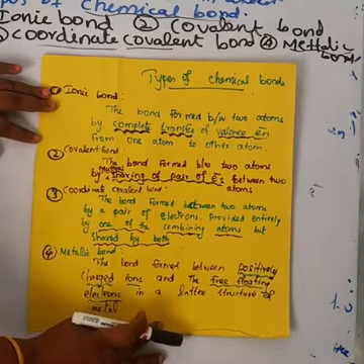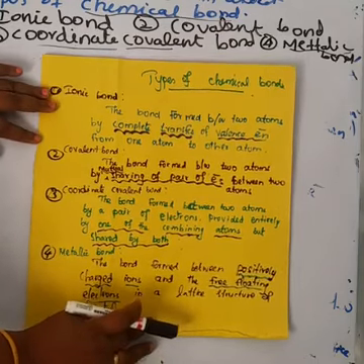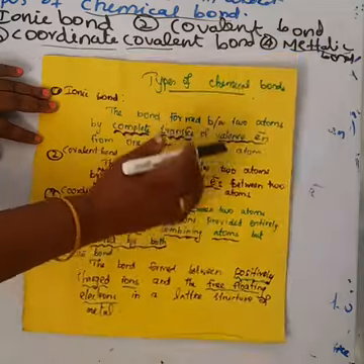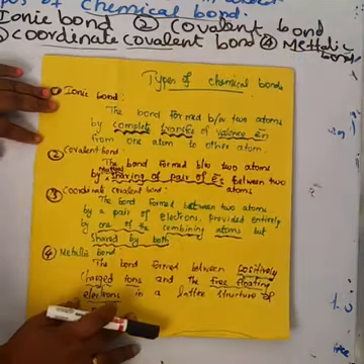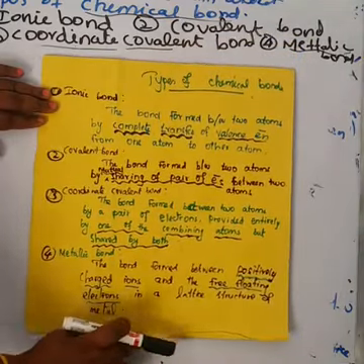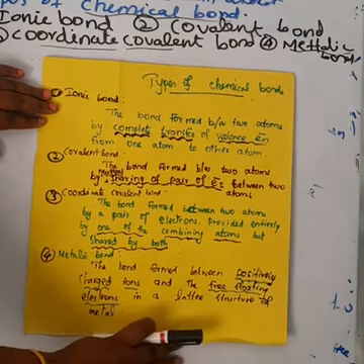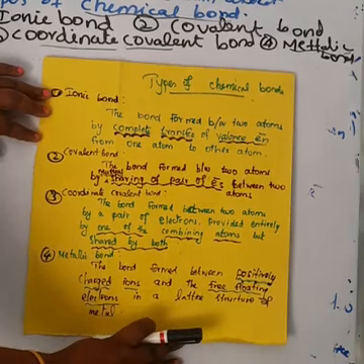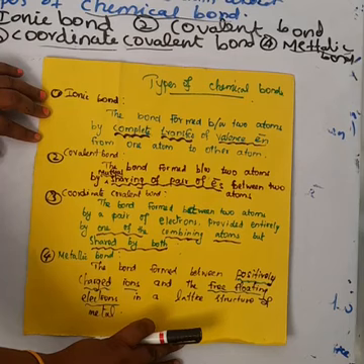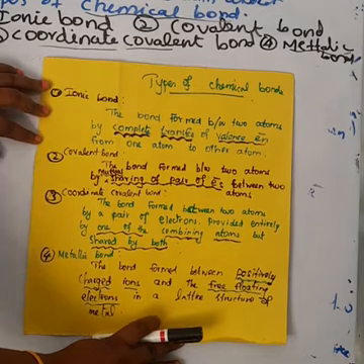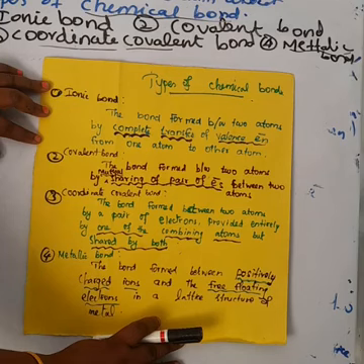What do you mean by ionic bond? The ionic bond means the bond formed between two atoms by complete transfer of valence electrons from one atom to the other atom. Completely transfer.